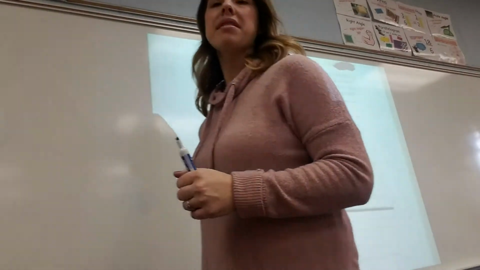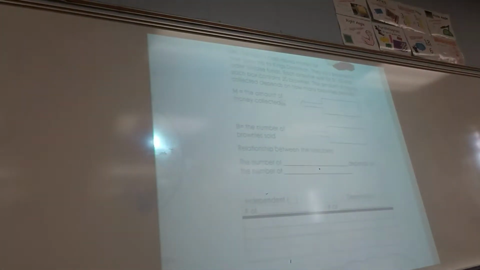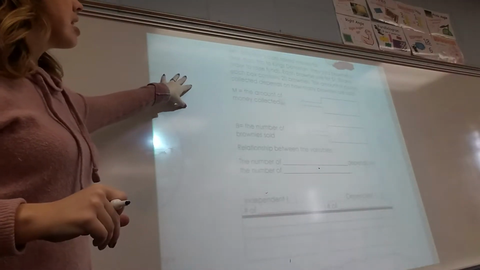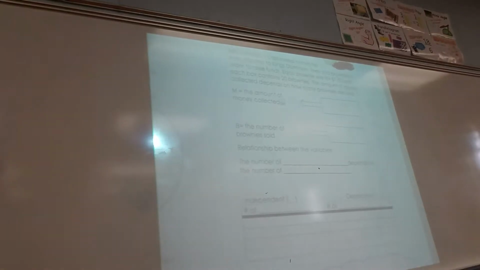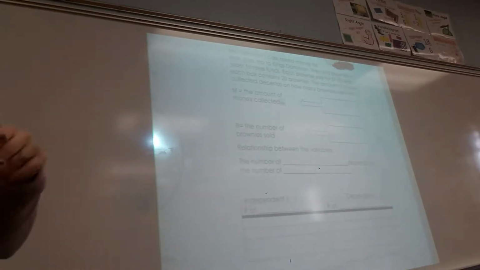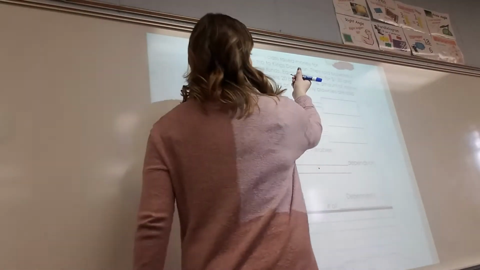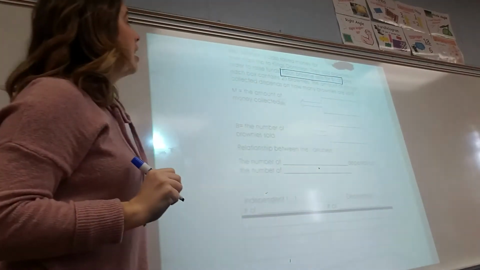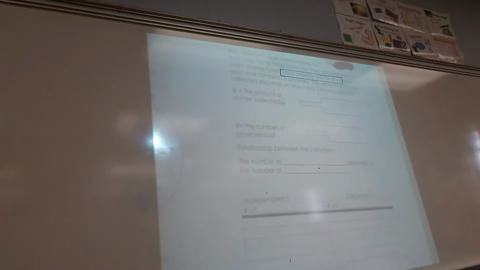All right, listen up, guys. Let's read through this real quick, okay? Mrs. Johnson's class raised money for their class trip to King's Dominion. They sold brownies in order to raise funds. Each brownie sells for $1.50. And each box contains 20 brownies.